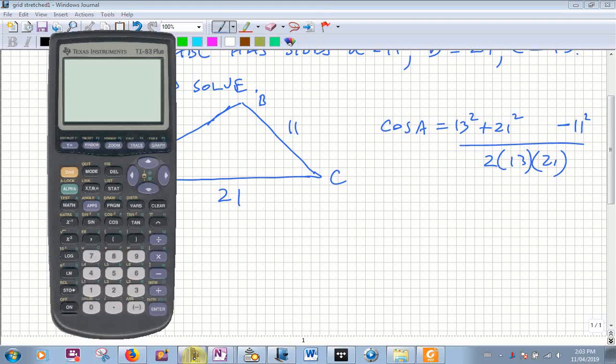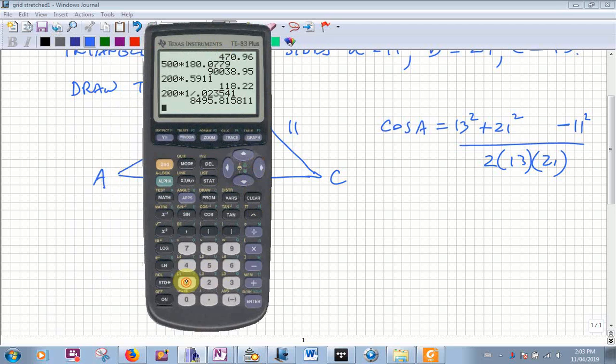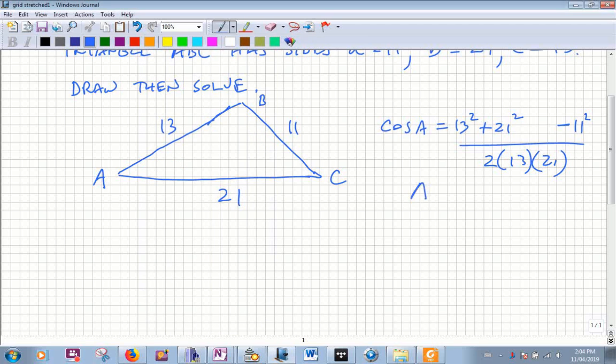So cosine of A is 13 squared plus 21 squared minus 11 squared, divided by 2, divided by 13, divided by 21. That's the cosine of A. How do I get angle A? Inverse cosine of that: 26.4 degrees. Let's go to the tenths, one decimal place. Okay? So far so good?